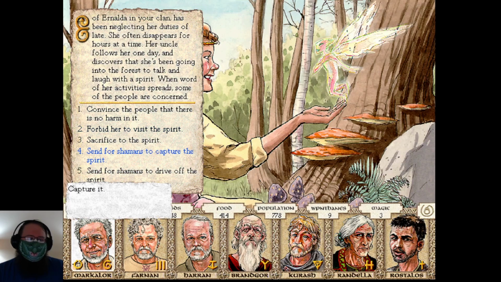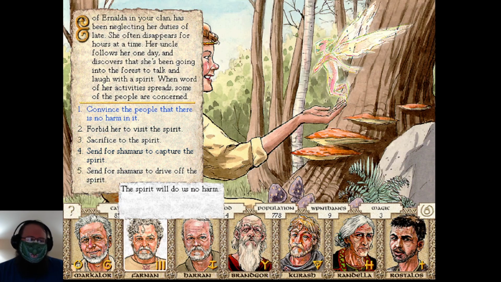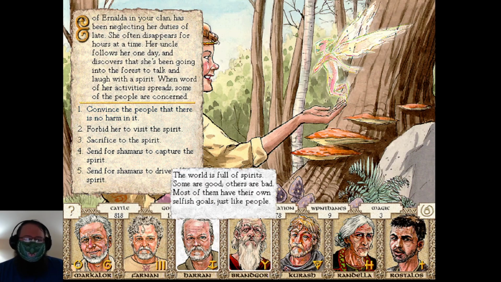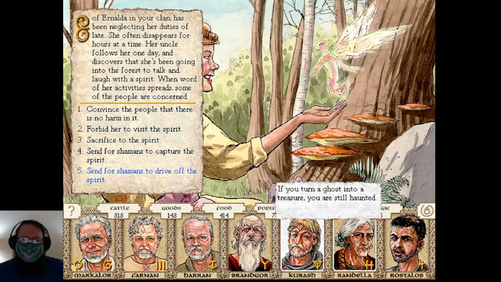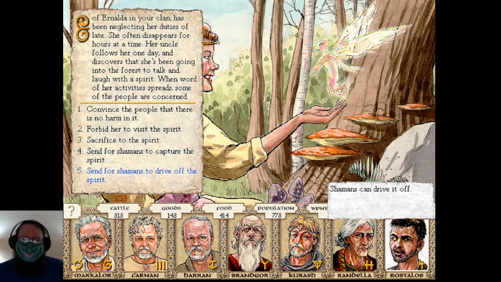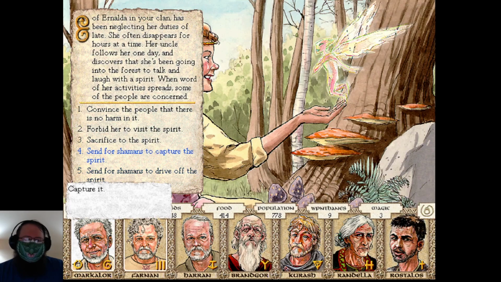So, capture it. The spirit will do us no harm. The world is full of spirits. Some are good, some are bad. Most of them have their own selfish goals just like people. So, no suggestion. You can't trust spirits. They are outside Horath's law. If you turn a ghost into a treasure, you're still haunted. It'll cost more to capture the spirit, but a captured spirit is a kind of treasure. Shamans can drive it off.